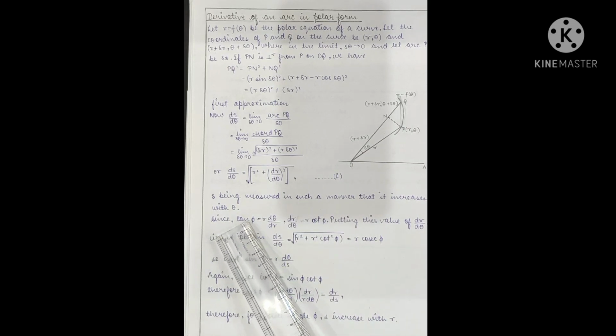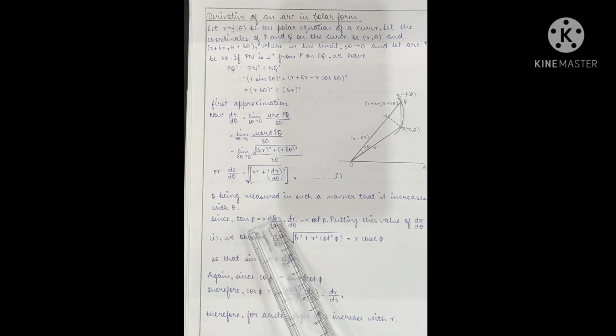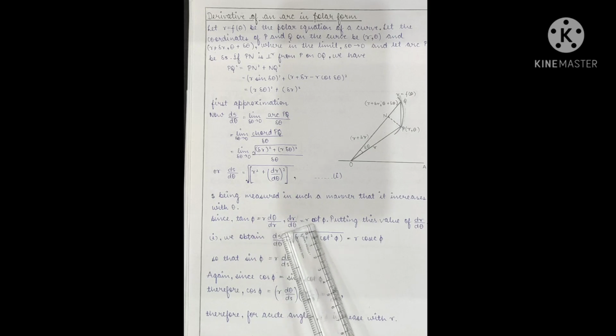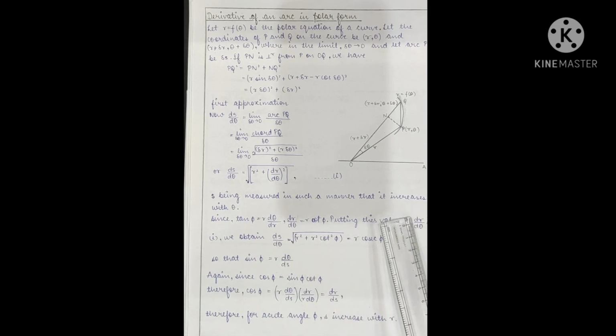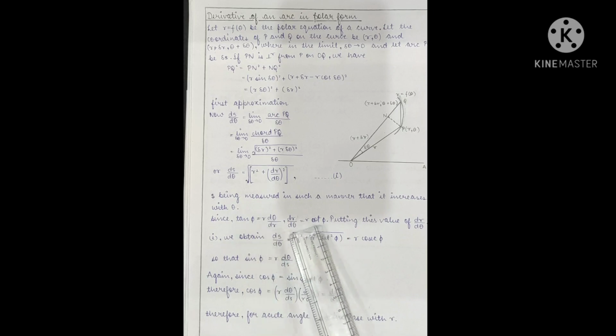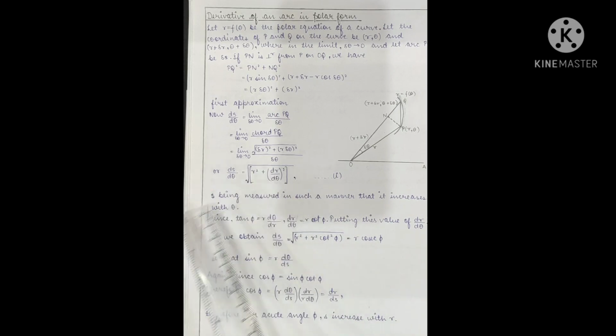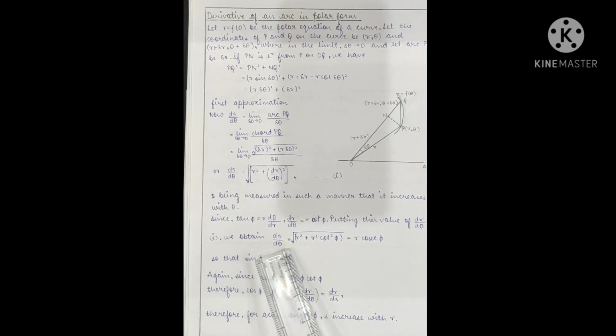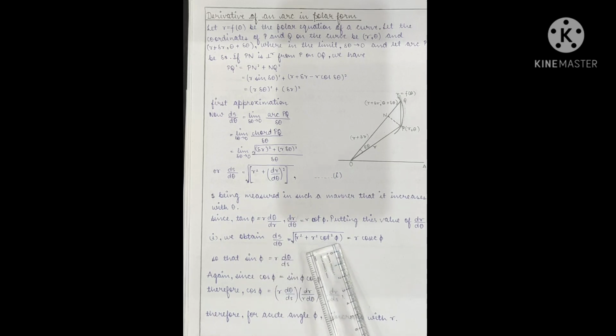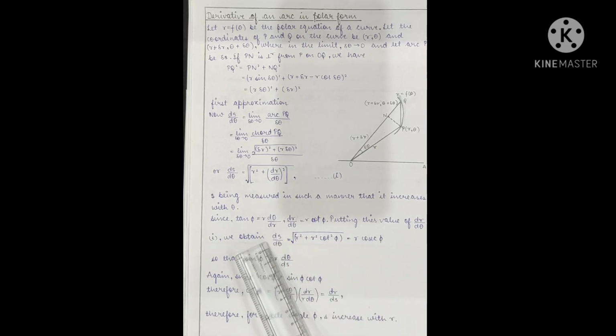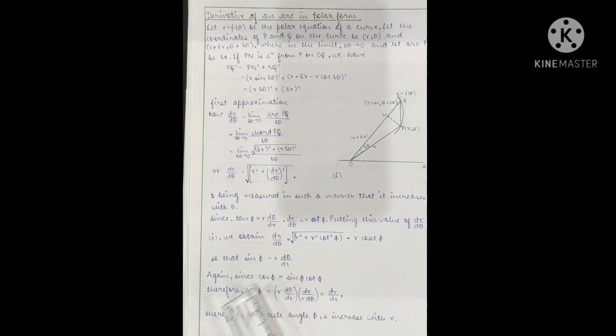Now we know the formula tan phi is equal to r d theta upon dr. So we can write dr upon d theta is equal to r cot phi. Now we will put this value of dr upon d theta, r cot phi, in this equation. So we will obtain ds upon d theta is equal to under root of r square plus r square into cot square phi, which will come as r cosec phi. So from here we can obtain the value of sin phi, which will be r into d theta upon ds.